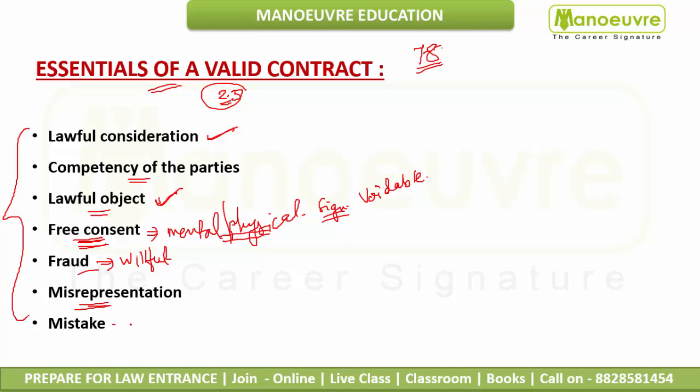And there is mistake. There are two kinds of mistakes in law, guys: mistake of fact and mistake of law.